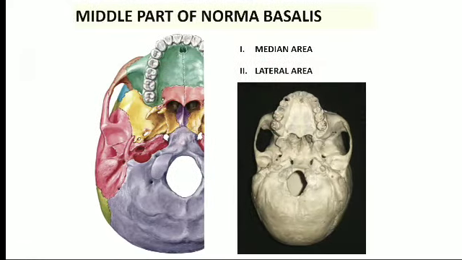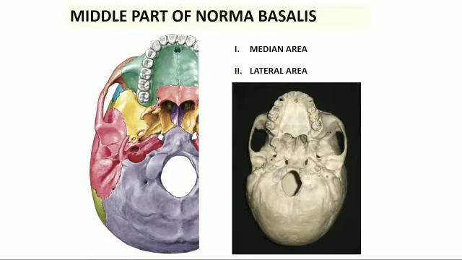Middle part of the Norma Basalis: this part lies just behind the posterior free border of the hard palate and in front of an imaginary line which passes through the anterior margin of foramen magnum. So this region is called the middle part of Norma Basalis. We will learn this part by dividing it into two parts again.